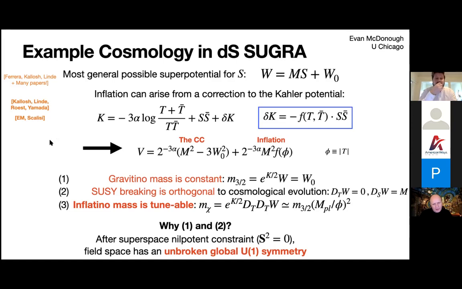Isn't that property then spoilt once you include the most general possible superpotential? That's right. Oh, okay, good. So this is a special feature of just this one you've written down. Right. Okay, thank you.